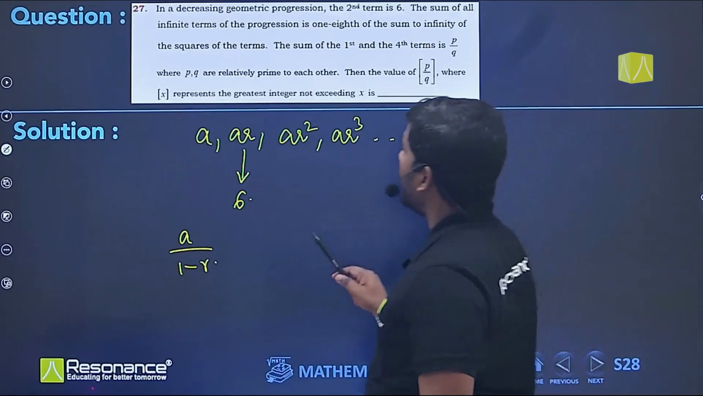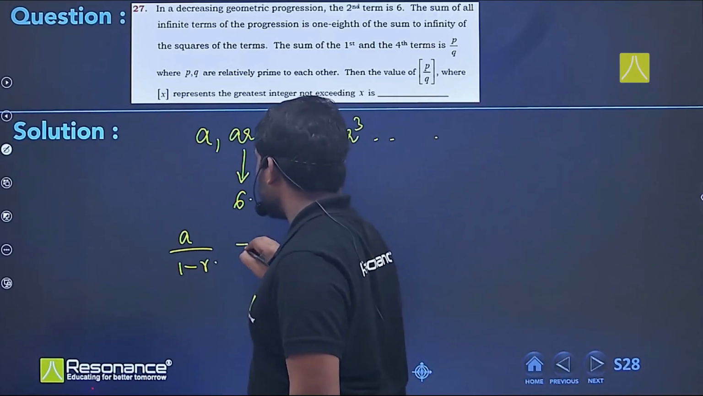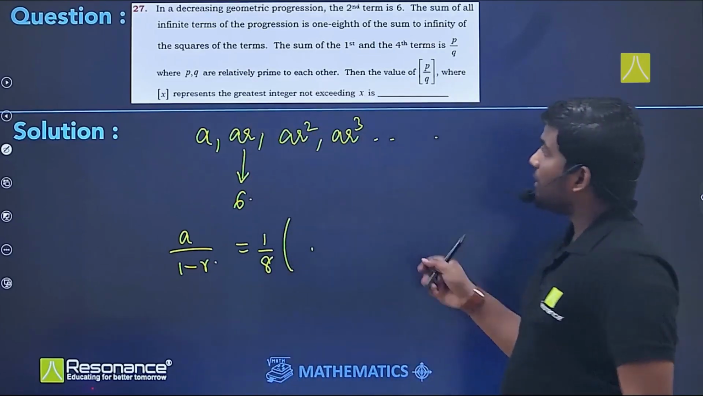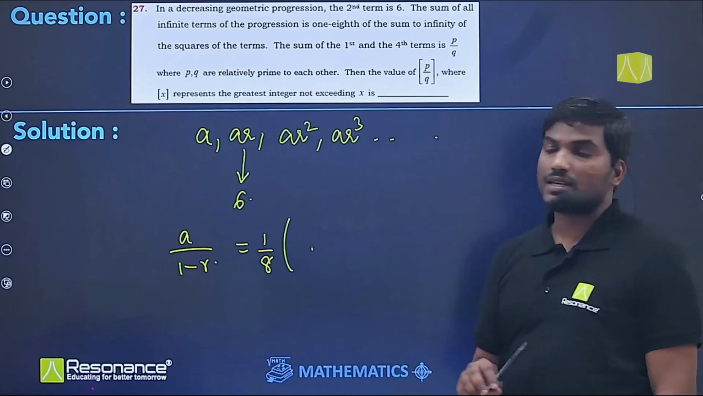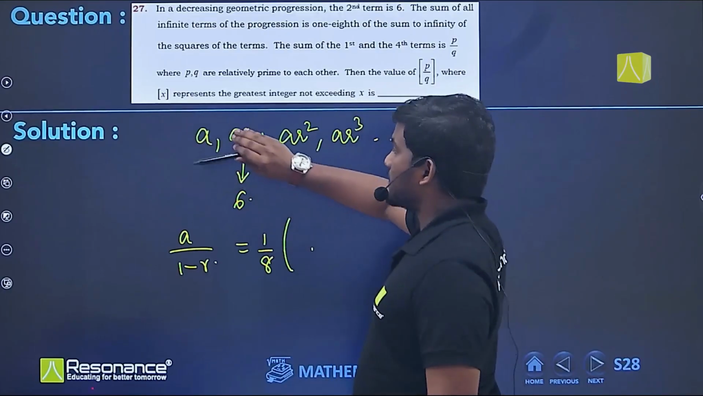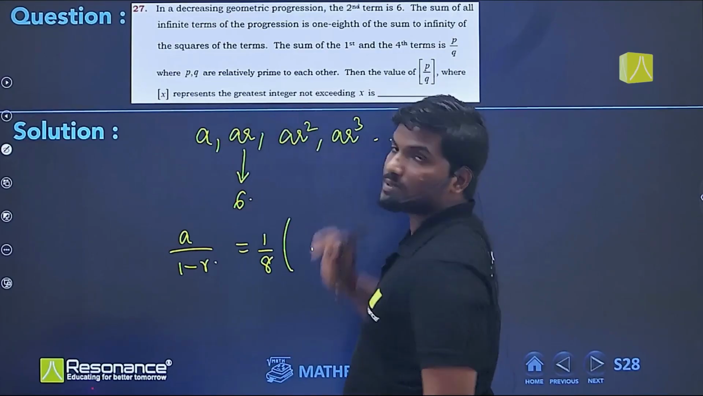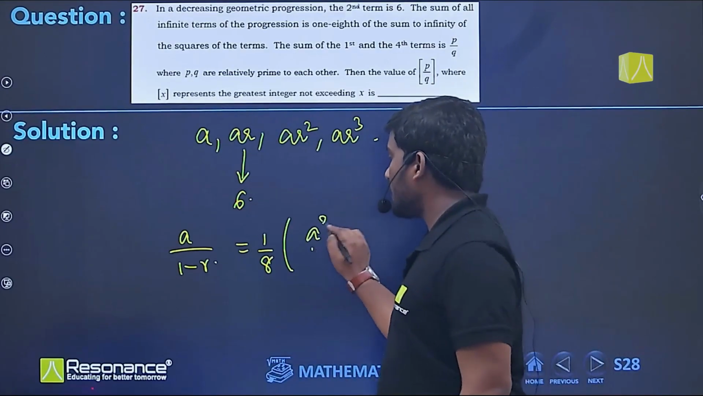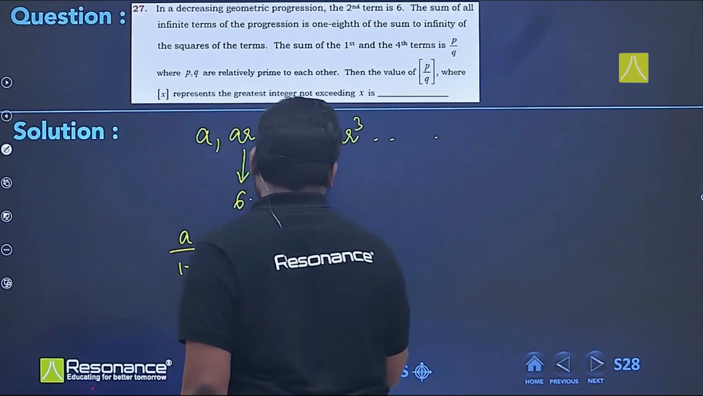And the sum of all the infinite terms of the progression is 1/8 of the sum to infinity of all the squares of the terms. Since all the terms are squared, this becomes a square, and this becomes a square r square, and this becomes a square r power 4. So the first term is a square, and the common ratio became r square.